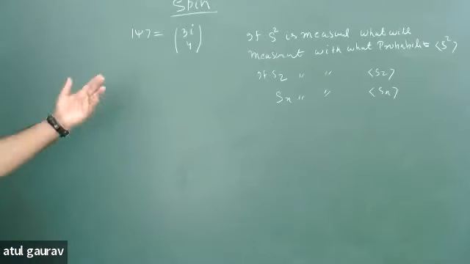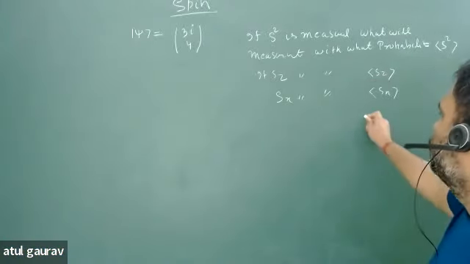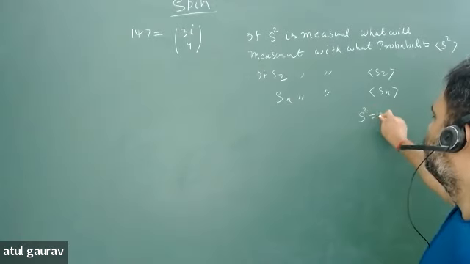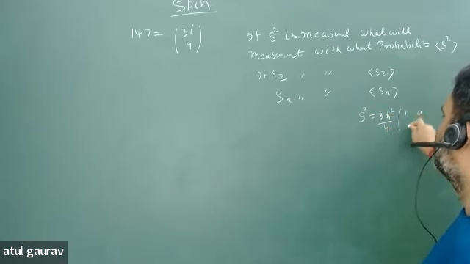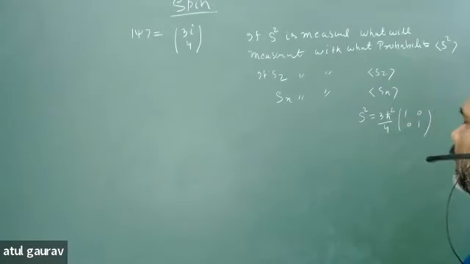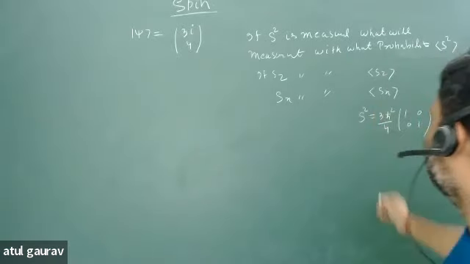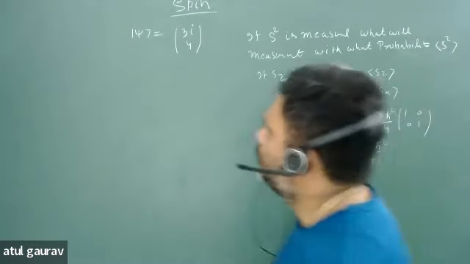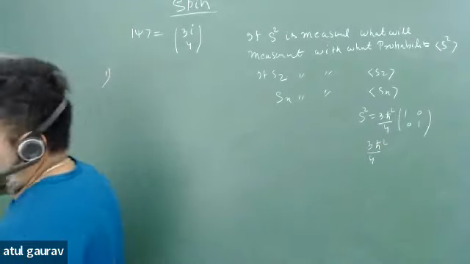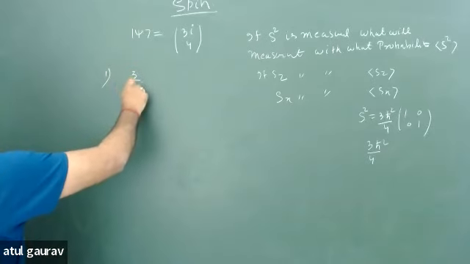So now, what is the S square matrix? The S square matrix is 3/4 h cut square times (1 0; 0 1). If S square is going to be measured, what will be the measurement? 3/4 h cut square.